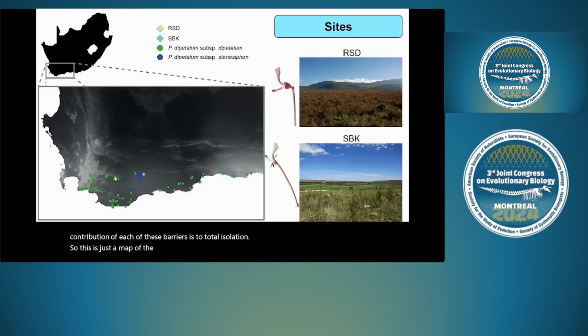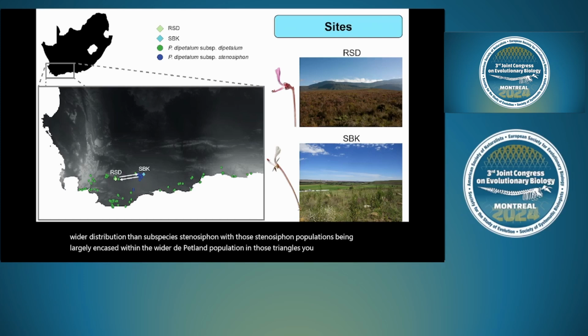So this is just a map of the distribution. As you can see, they occur in the Cape Floristic region of South Africa in the southwest. Subspecies dipetalum, which is in green over here, has a much wider distribution than subspecies stenosyphon, with those stenosyphon populations being largely encased within the wider dipetalum population. In those triangles, you can see our reciprocal translocation sites.